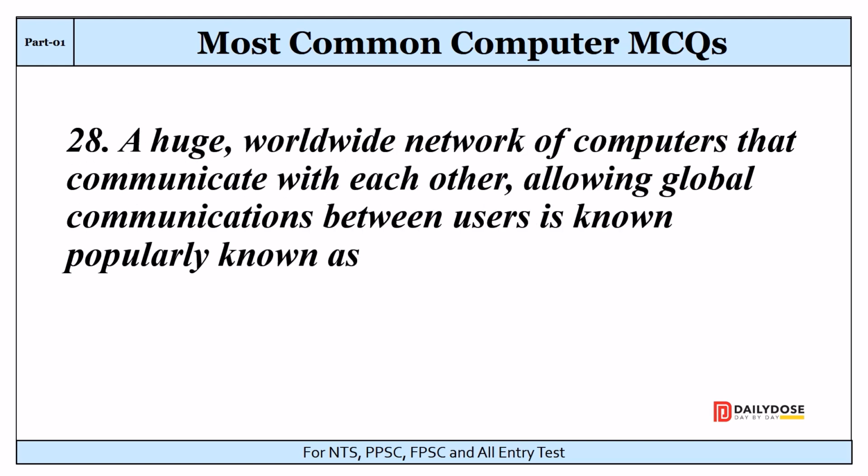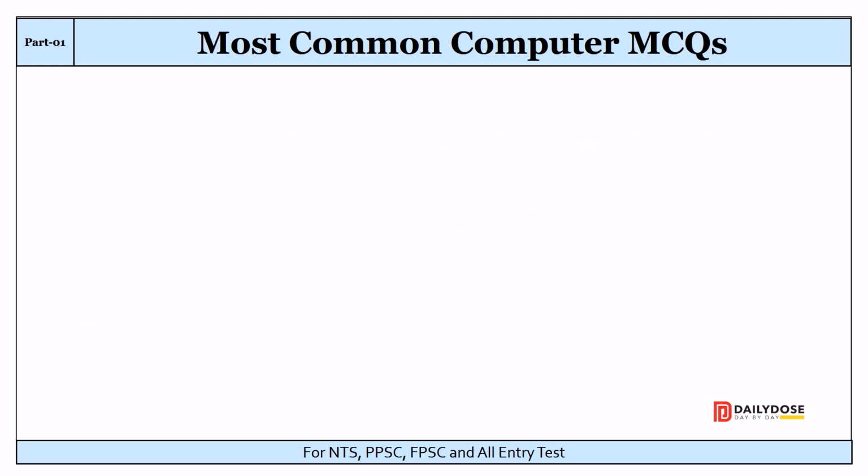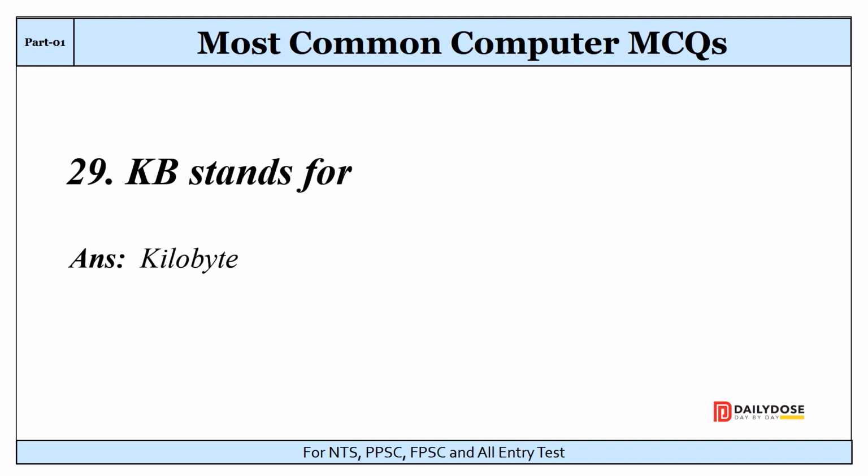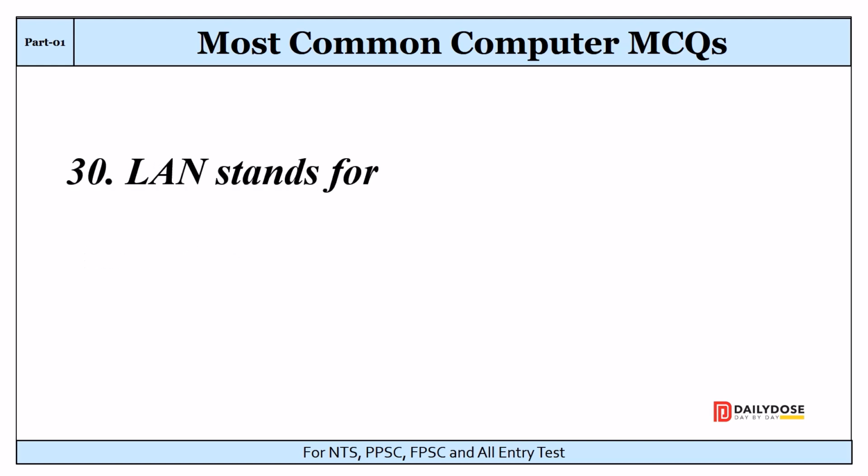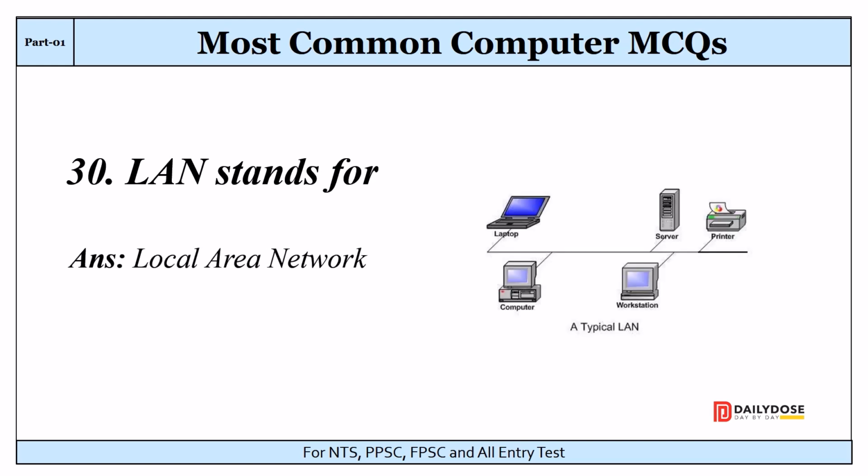A huge worldwide network of computers that communicate with each other, allowing global communication between users, is popularly known as the internet. KB stands for kilobyte. LAN stands for local area network.